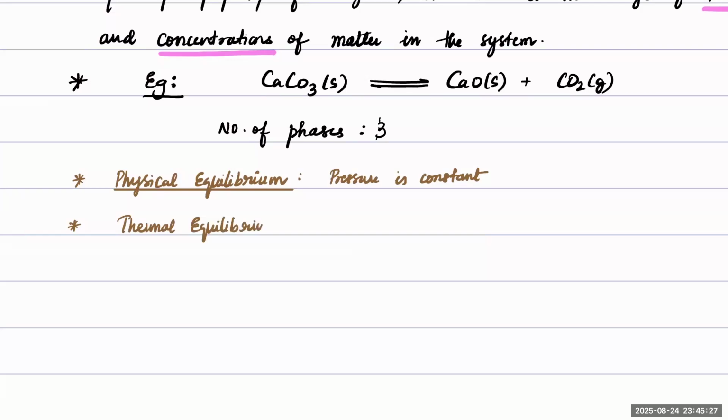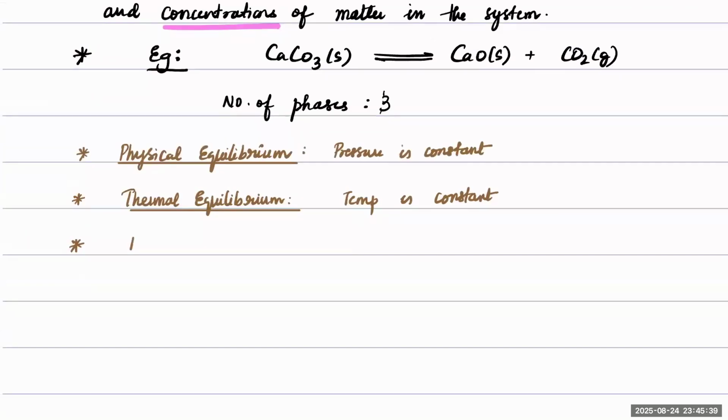And when I say something is at thermal equilibrium, we expect that the temperature is coming to a constant value. And lastly, material or chemical equilibrium. This is when the concentration of material is constant. If that is not changing, then we say it.